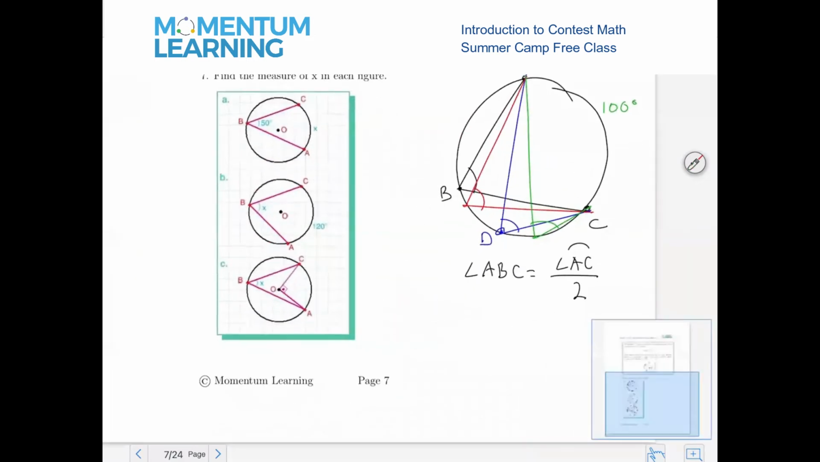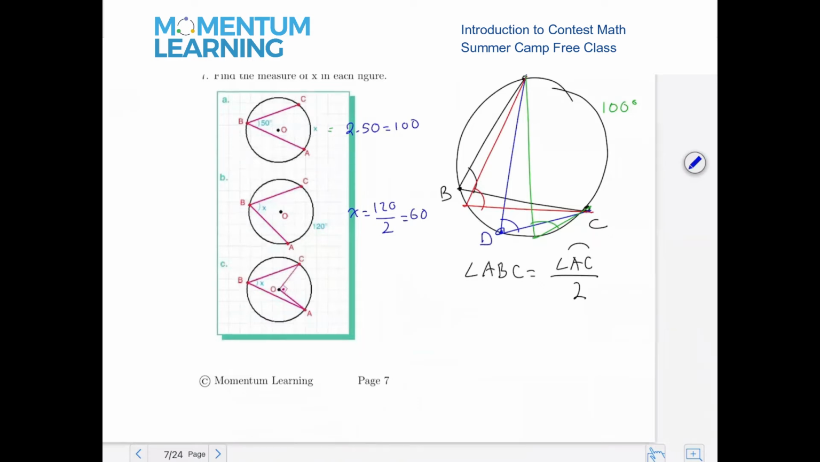Now, we look at the questions together. In here, CBA is given as 50, so therefore AC, and you can see that it is on the circle, not on the center. So therefore, x is 2 times ABC, which is 100. Over here, x is 120 over 2, which is 60.